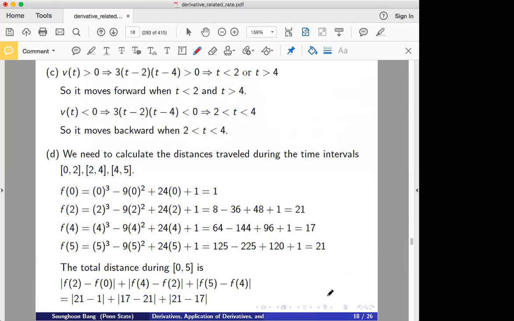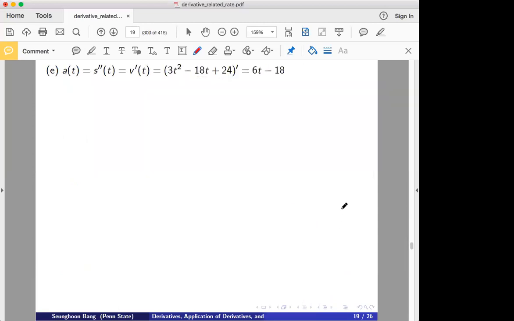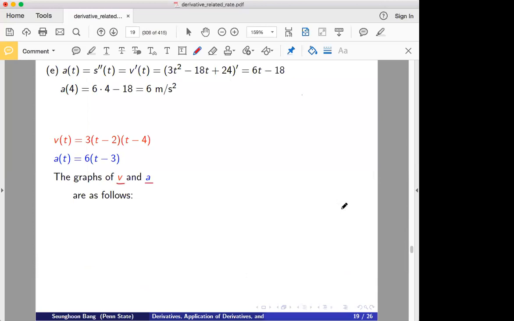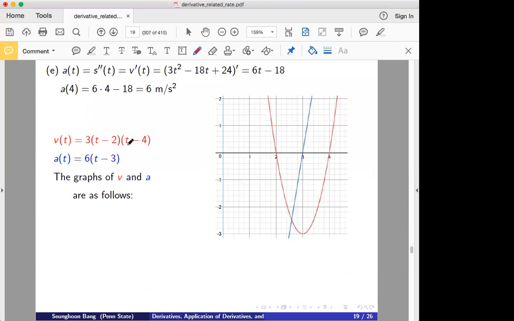Here, going back. This one, the graph is like this. The velocity is 3 times t minus 2, t minus 4, exactly the red one. This is velocity. The a of t is the blue one. So you can check what happens.